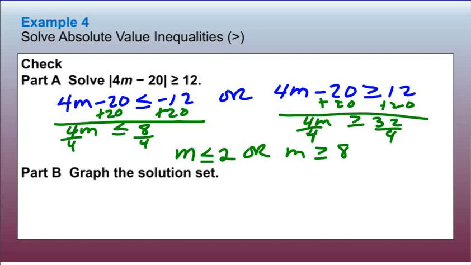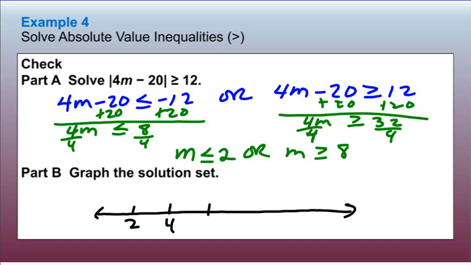On a number line, I'll do 2, 4, 6, 8. We have a filled-in circle on 2. It has to be less than 2, so it goes to the left. Filled-in circle on 8 has to be greater than that, so it goes to the right.